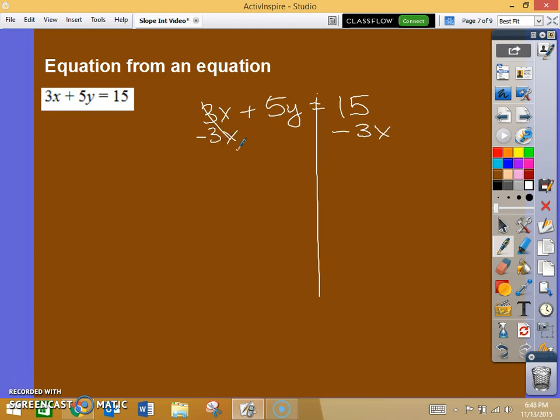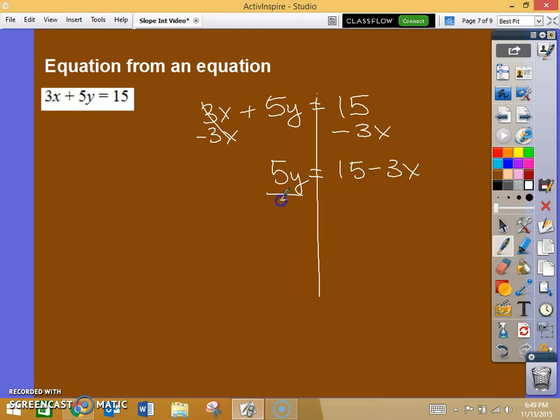3x minus 3x, that cancels, and then I have 5y is equal to, well, is that 12x? Is that negative 18x? Is it 347x? Is it 0? Oh, you're right. These are not like terms, so I don't combine them. So this is just 15 minus 3x.